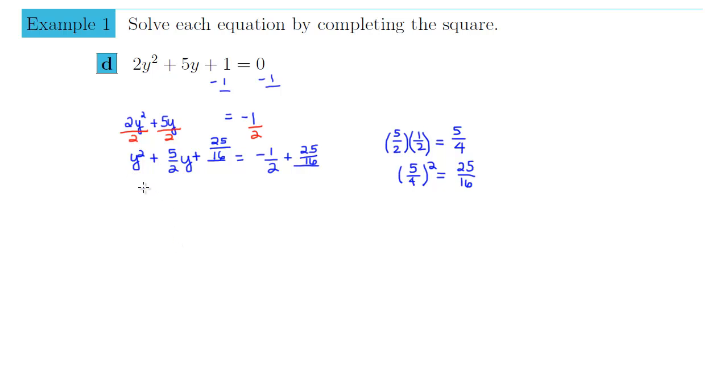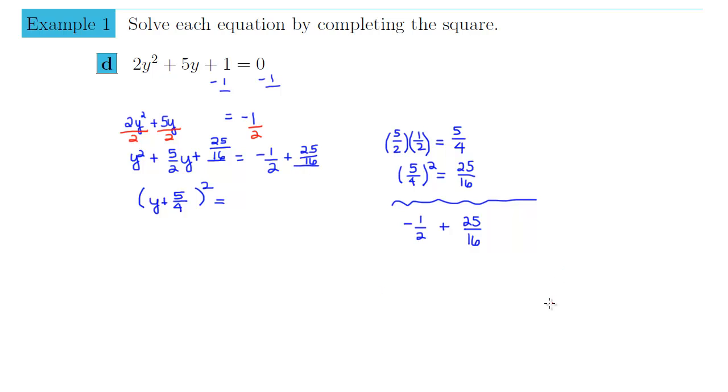How do we do that? We want to rewrite it as a binomial square. And again, this is simple because we simply use our magic number 5/4, and that's what goes inside our parentheses. y plus 5/4 squared, if you multiply it out, will give you y squared plus 5 halves y plus 25/16. Now, the right side's going to take just a little bit of work. We have to add two fractions together: negative 1 half plus 25/16. We want to add these up so we can simplify and get a number on the right.